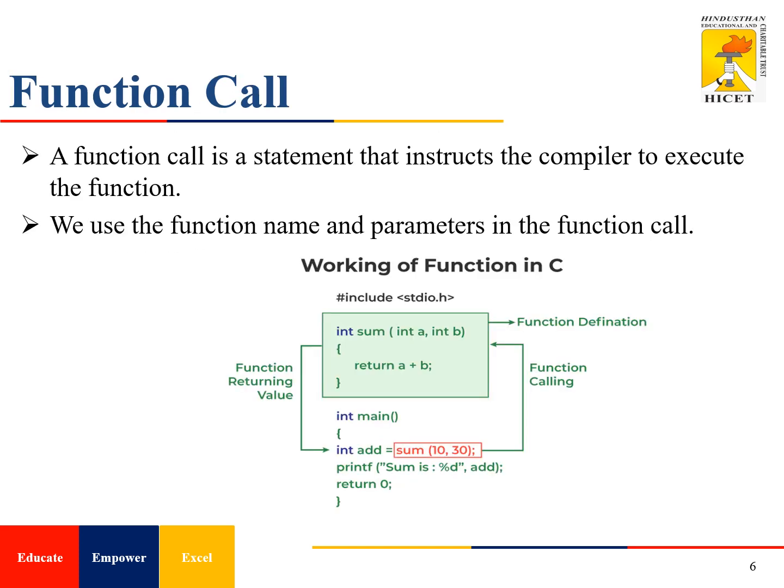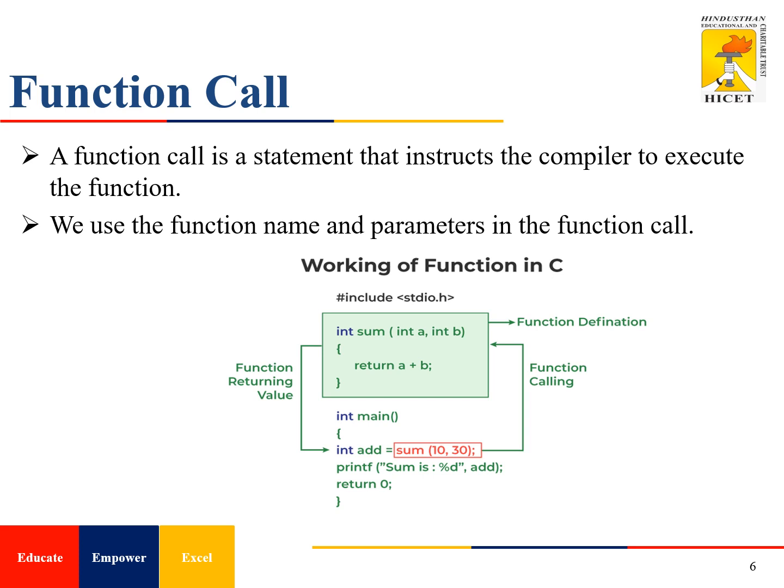Next is function call. A function call is nothing but calling the function to perform a specific operation that we declared in the function initially. A function call is a statement that instructs the compiler to execute the function. We use the function name and parameters in a function call.